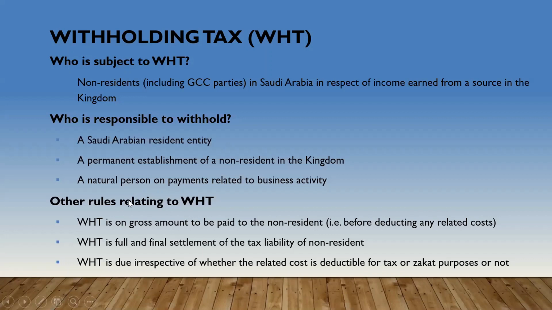The withholding tax settled is full and final. However, in case of arithmetical errors or mistakes, the WHT may allow adjustment or refund. The withholding tax is a tax on the non-resident, and as such, even if the expense is disallowed in the tax return or zakat return of a resident entity, it will not have any impact on withholding tax.